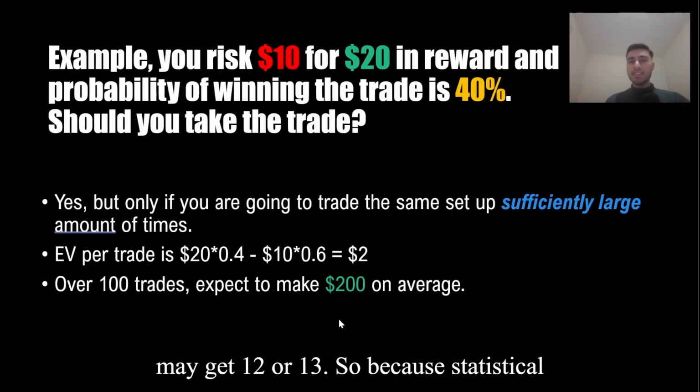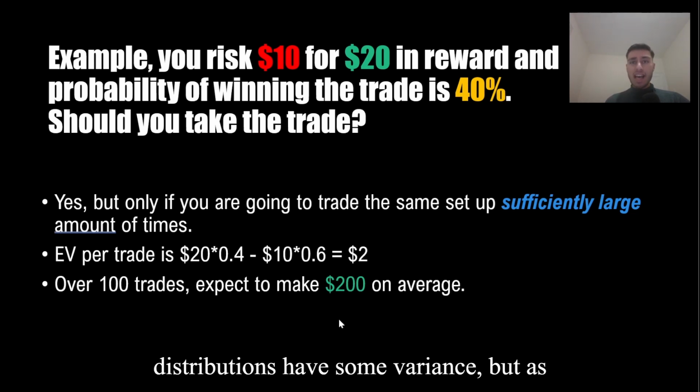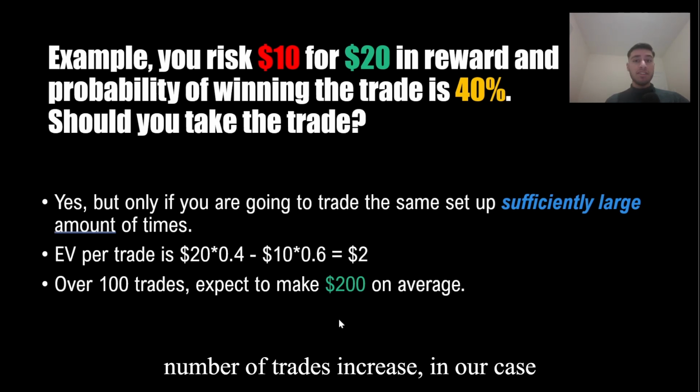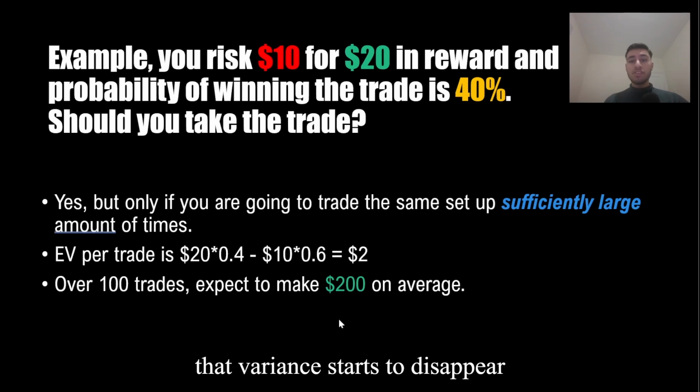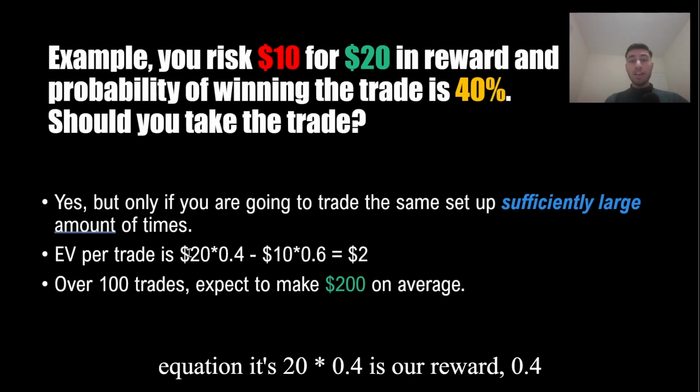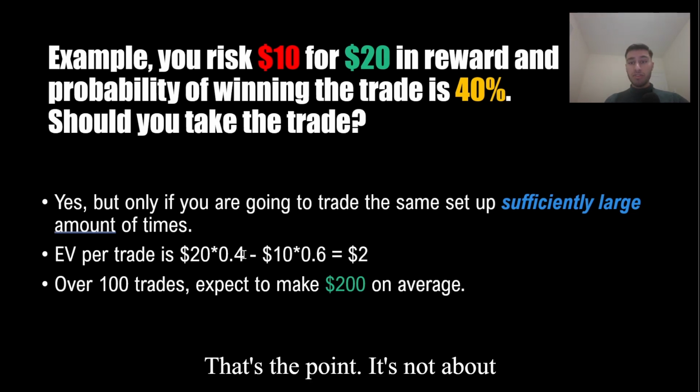Because statistical distributions have some variance, but as the number of rolls increases, or as the number of trades increases in our case, that variance starts to disappear, and what we converge towards is the average. So, what is the expected value for this trade? According to the trader's equation, it's 20 times 0.4. 20 is our reward, 0.4 is the probability of winning. Subtract the loss times its probability, and that gives you an expected value per trade, which is 2.